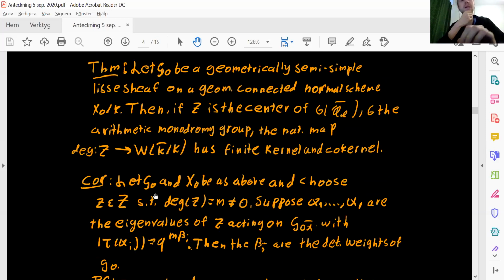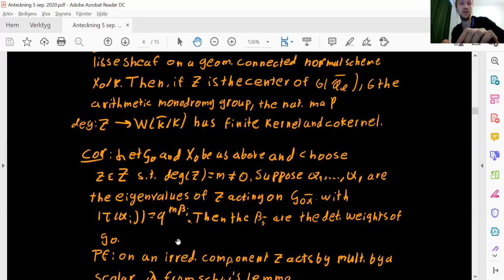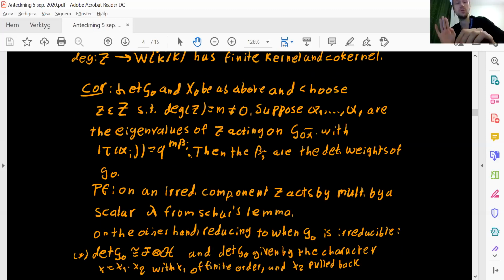So this tells us that when we have some element here in the center, we can calculate the determinant weights by looking at the eigenvalues of Z. Because you see that what it says is that the absolute value of tau alpha i is equal to q^(M beta i). So is the statement of this corollary clear to everyone? Or should I try to clarify it? It's basically the remark that Zev said yesterday, right? That you can compute the weights from the center if you know the degree of an element. Precisely, it's precisely that remark. So I'll go to the proof, but stop me if you don't understand the statement of the corollary.